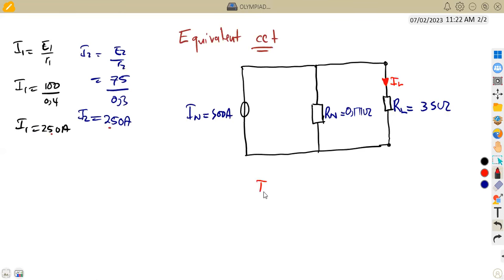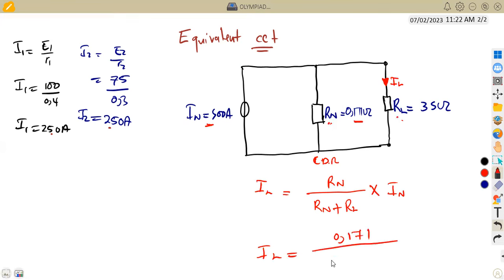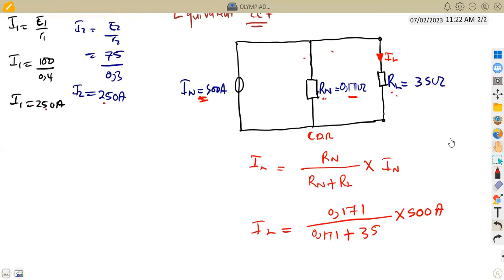So your formula is going to be given as IL from the current divider rule. We are going to have Rn over the sum of these resistors. So it is going to be Rn over Rn plus RL times the current, which is our short circuit current, which is our Norton's current here of 500 amps. So that means for the load current, we're going to substitute 0.171, everything over the sum of the resistors, 0.171 plus 35 ohms in this case. All right. Then we multiply by the total current, which is our short circuit current, 500 in this case, the one that is going to branch into these two branches here and here. So that is how we are going to obtain our load current in this case.